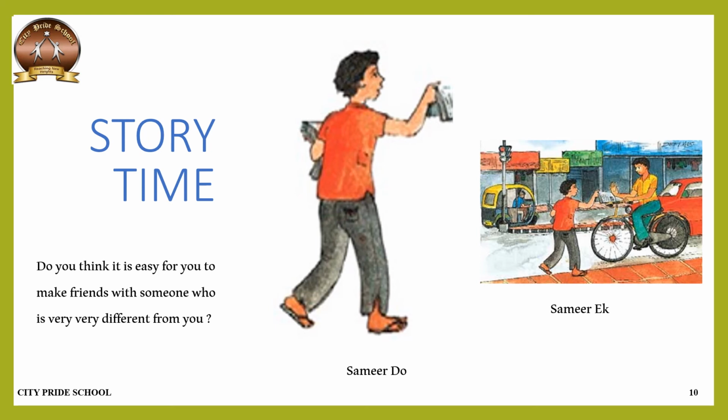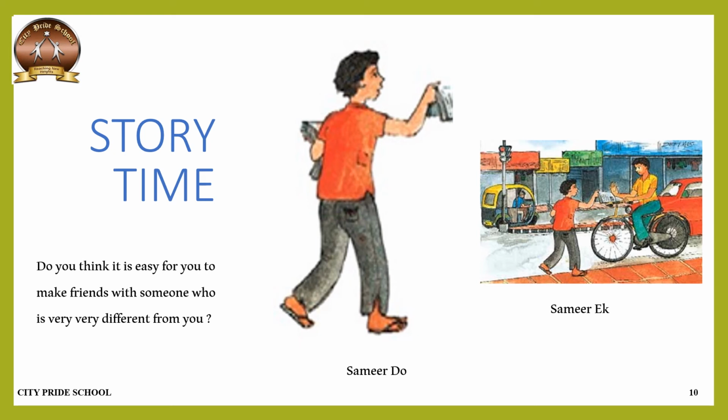But the next day, when Samir Ek was going to school, he did not see Samir Do at the signal selling the newspaper. And he thought, where did this boy go? Where has my friend gone?